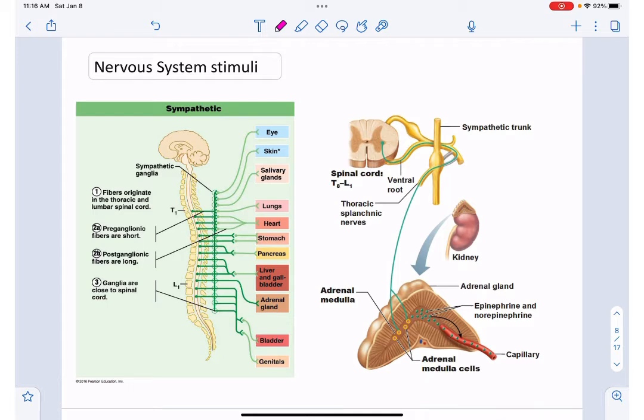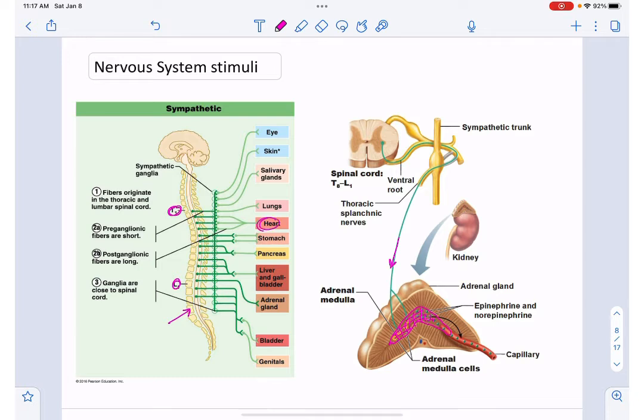Then we have nervous system stimulation, and this is the same example that we looked at before. This represents sympathetic nervous system stimulation of the adrenal medulla, this middle portion of the adrenal gland. And again, this is going to occur during the fight or flight response. During fight or flight, we're activating sympathetic neurons. These are all the sympathetic neurons here, which originate from the thoracic and lumbar regions of the spinal cord. And then those sympathetic neurons go out and reach all of these different target cells.